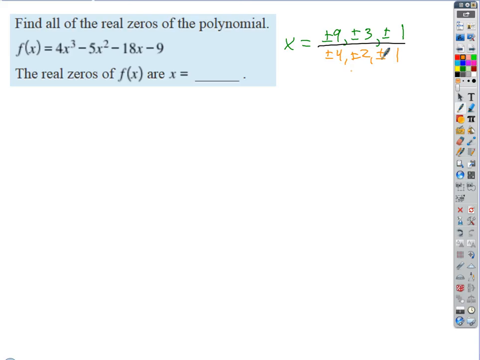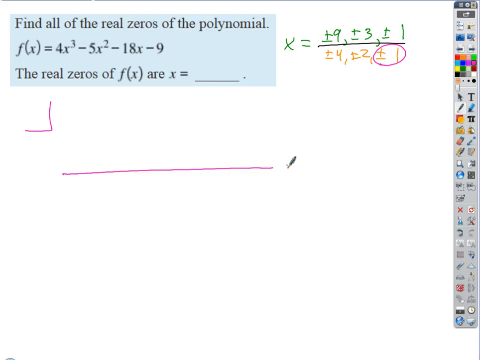What's the easiest one to try? 1/1, yeah, we'll just try that. We're going to focus on the bottom being plus or minus 1, so we'll look at the integer values of the numerator: plus or minus 9/1, plus or minus 3/1, plus or minus 1/1. Those would be the easiest ones to try. And if those don't work, then we'll move on to the fractional ones, right? But we're always going to try the integer possibilities first. So let's just set up a synthetic bracket, and here's all we have to do.